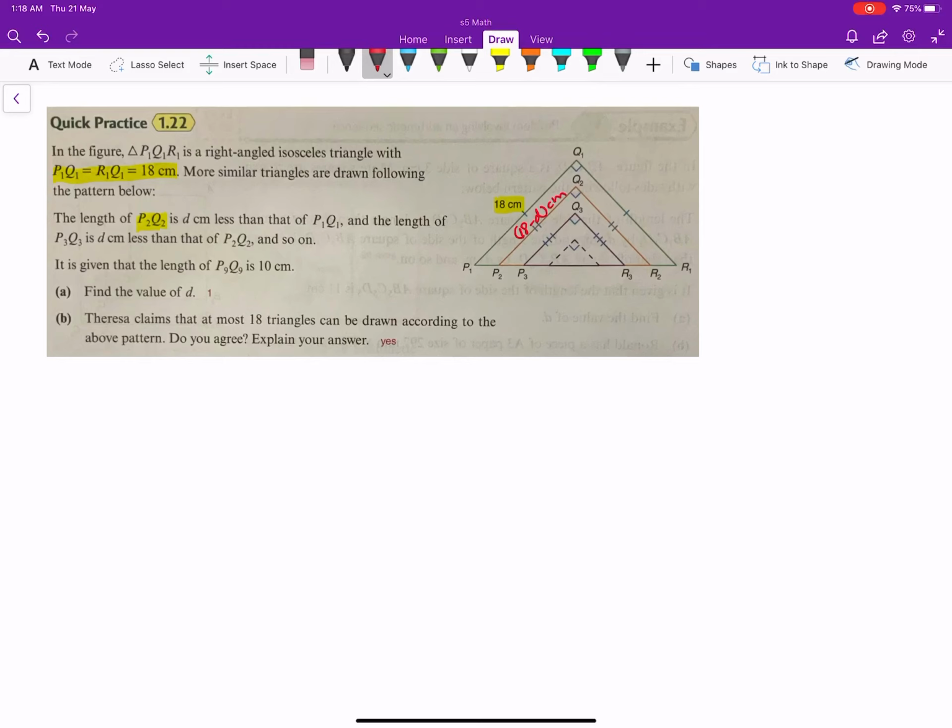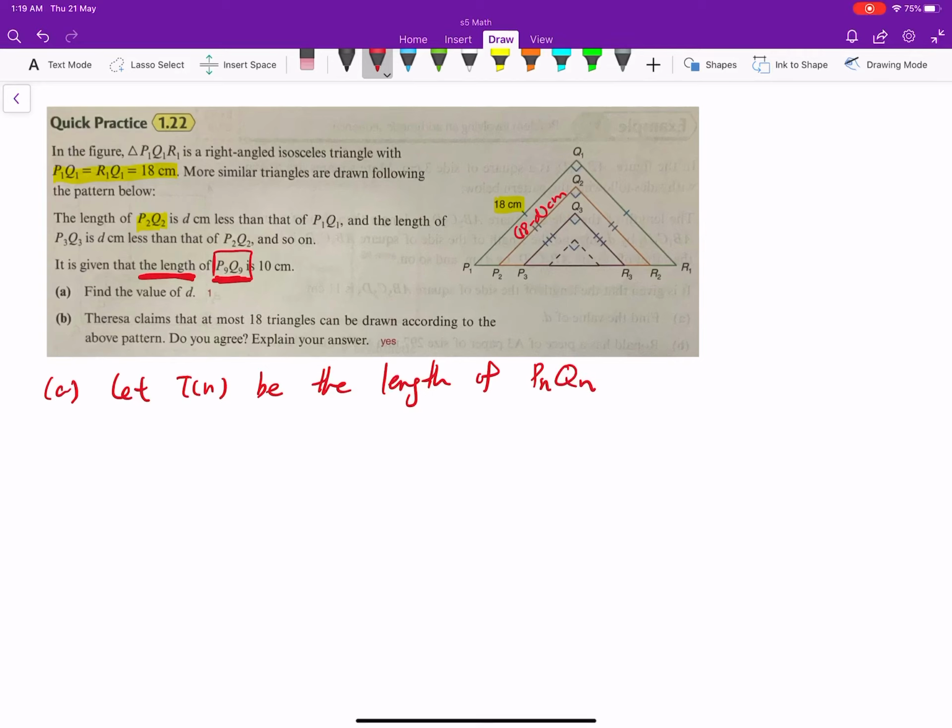So for P2Q2, okay? And then if you want to get P3Q3, then you use P2Q2 and then minus d. It means minus 2d, right? So now it is given that this is 10 cm, and then find the value of d. Okay, again here we just use similar skills we learned before. First of all, we let Tn be the length of PnQn.